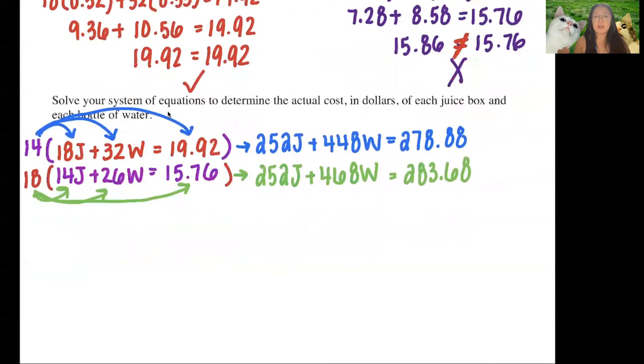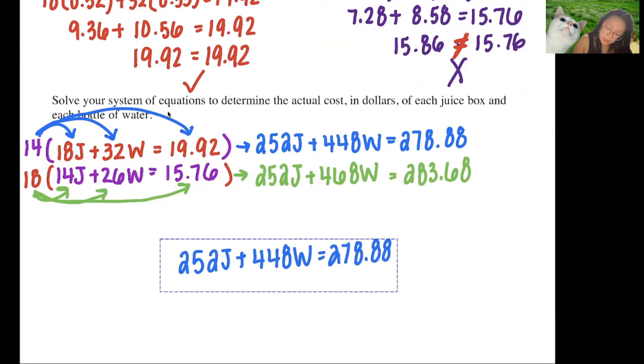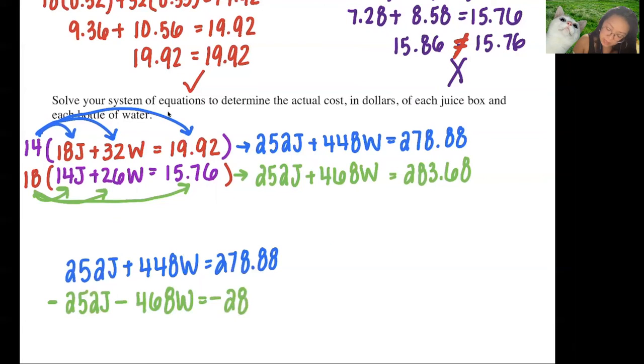I need to change one of them to change the signs of every single piece. So I'm going to recopy the first equation over, just down here because I don't have room. 252J plus 448W is equal to 278.88. And then all I'm going to do is change the sign of every single term in the second equation. 252J, make it negative. Positive 468W, make that negative. And positive 283.68, make that negative.